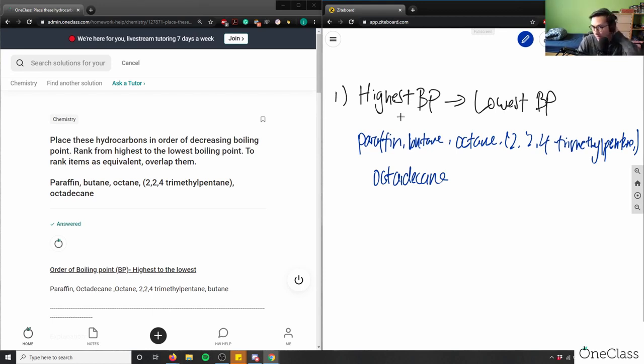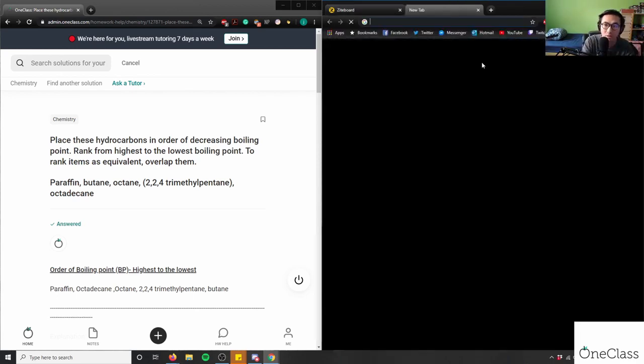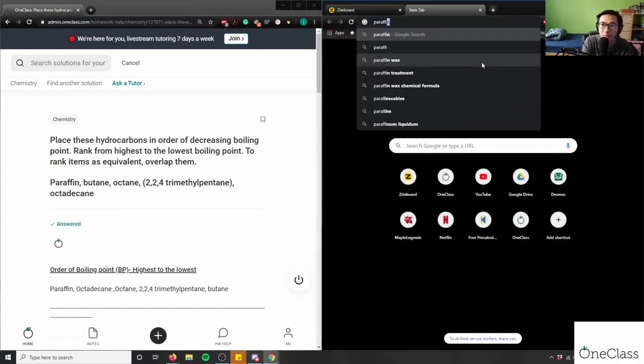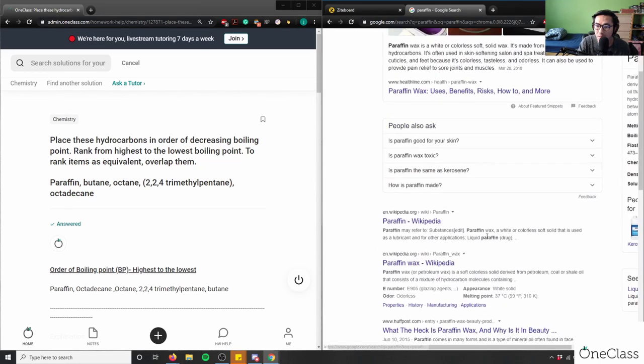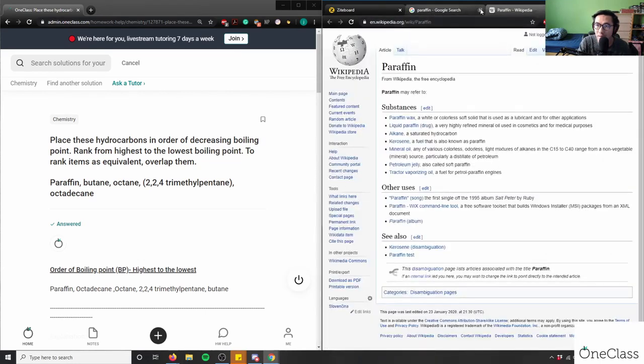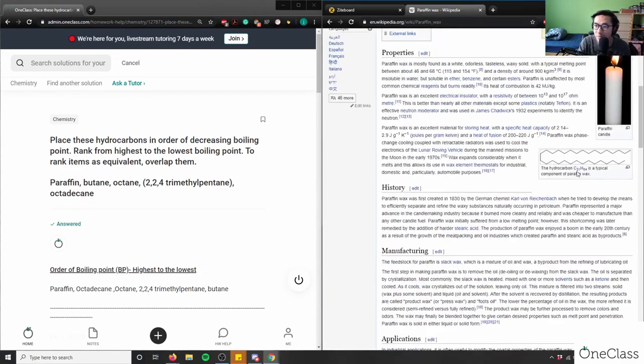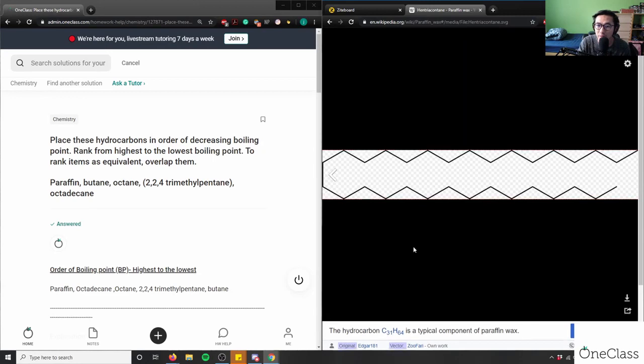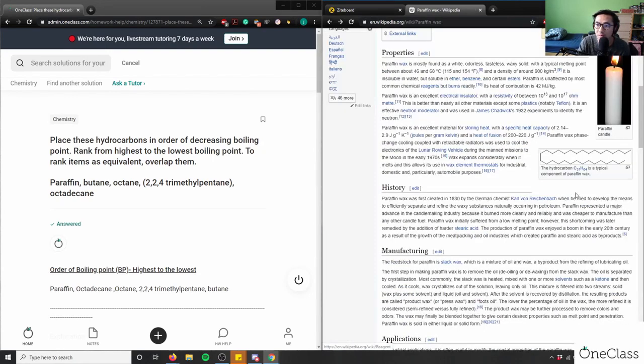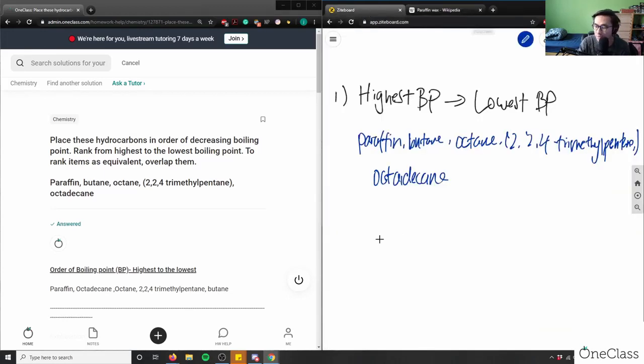So I'm just going to search up what the structure of this one is, because I don't know what the structure of the common name of paraffin is. So let's look at paraffin, and let's look at the chemical structure. I'm guessing it's this one here. This is the chemical structure here. This is C31H64, and it looks something like this. This hydrocarbon is C31H64.